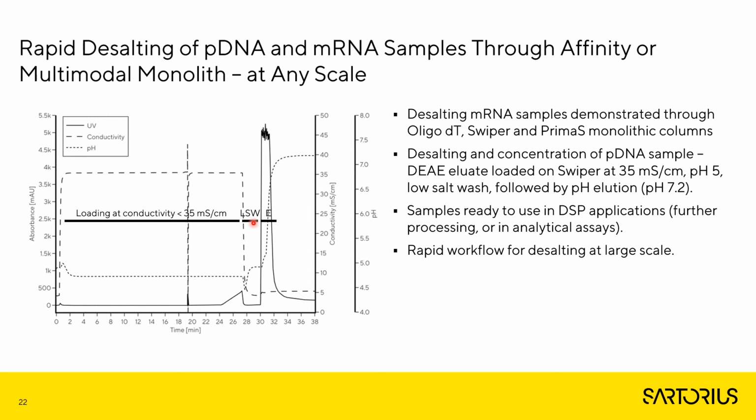But after dilution, we can load it on the monolith, and again, the loading phase on the monolith will be very fast because we can achieve short residence times and high volumetric flow rates. And so we can load the DNA sample on the column, do a low salt wash, and then do a pH elution, which would give us a plasmid DNA sample which is desalted and ready to use in other downstream applications. So all of these columns provide us not just the ability to use them for purification of RNA, but also the ability to do desalting, which can apply more broadly to different types of RNA molecules or biologic molecules as well.